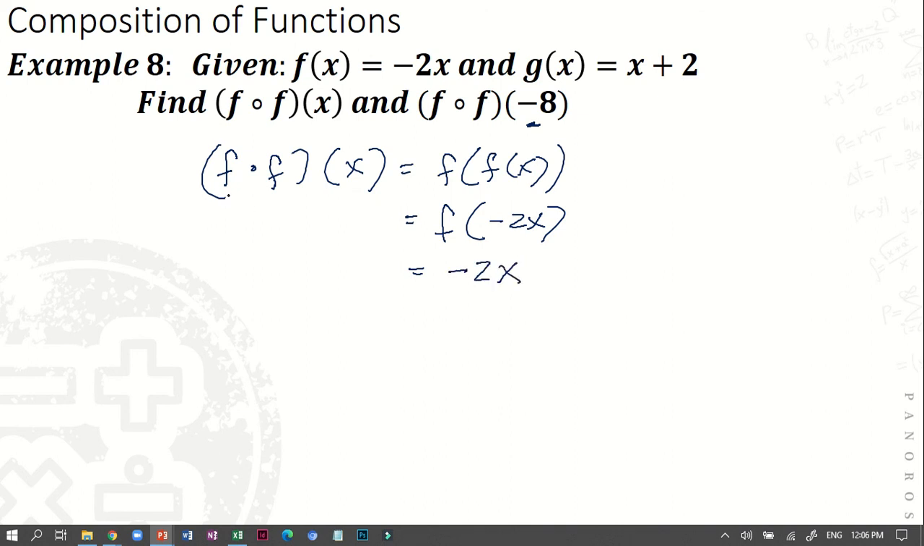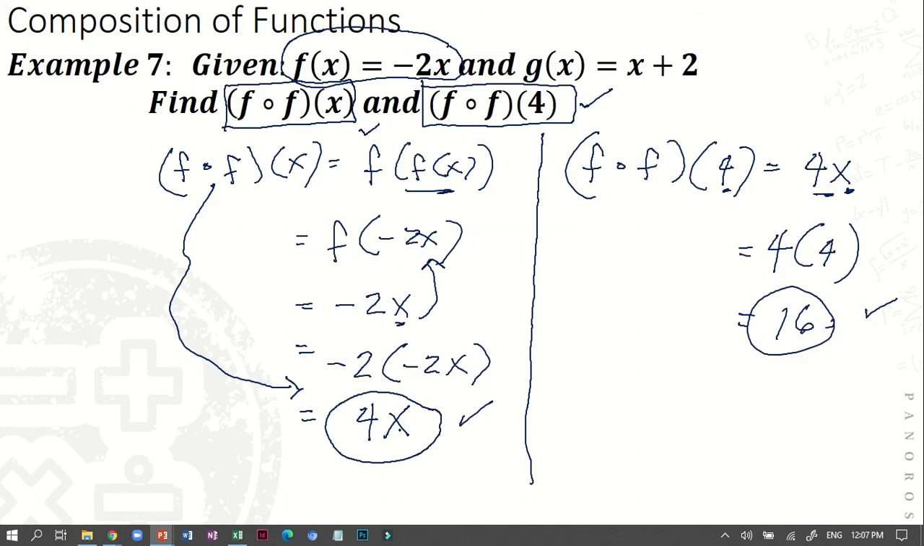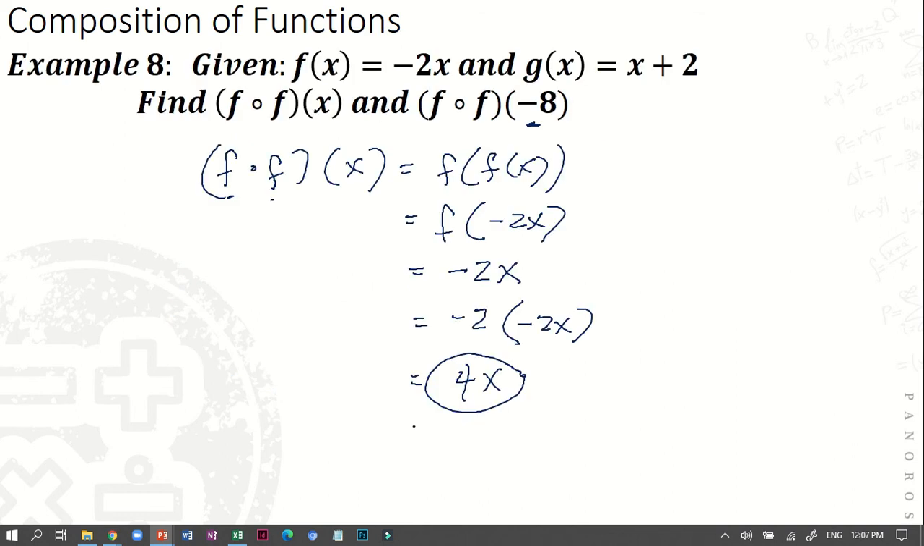Kasi, bakit magkamukha, sir? Kasi parang ko naman yung letter eh, hindi magkamukha yung value. Equals negative 2, tanggalin si x, palitan natin ng negative 2x. So, si x ay pinalitan ng negative 2x. So, now, solve. So, pareho din ang sagot kanina. So, that is 4x. Kasi pareho yung tanong eh. Diba? For example number 7, 4x. Example number 8, 4x. Kasi pareho tanong, pareho sagot.